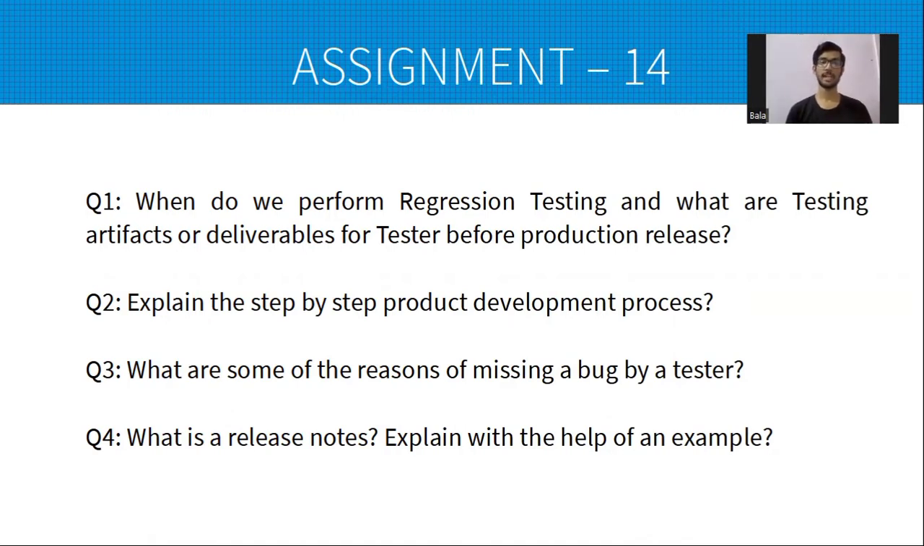Let's move on to the second question. Explain the step-by-step product development process. Let us consider a person who wants to develop a particular piece of software. He may or may not be a technical person, but he can't develop the software alone. So what he does, he goes to a software company, which terms him a client, and they will sign a contract between them.